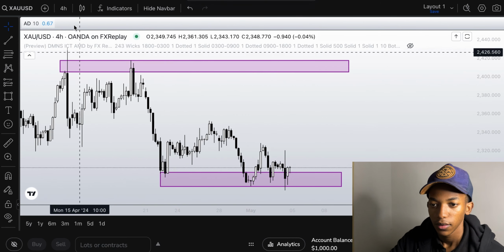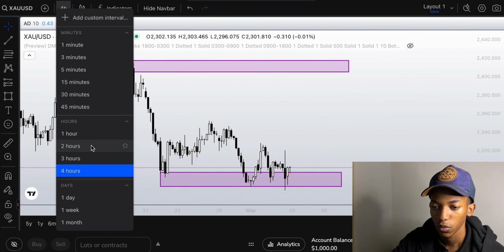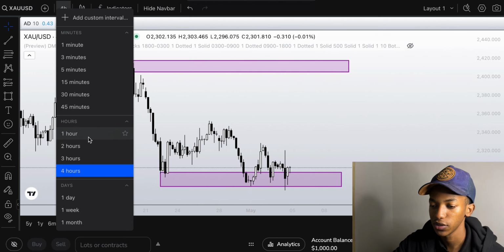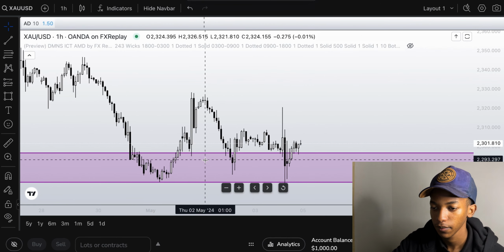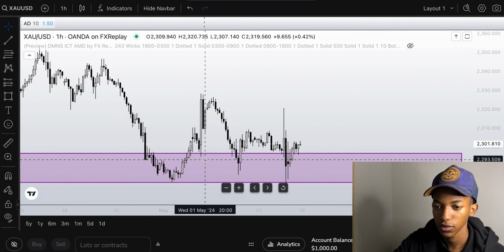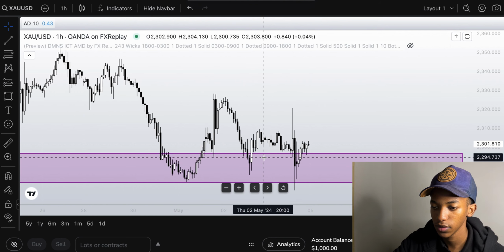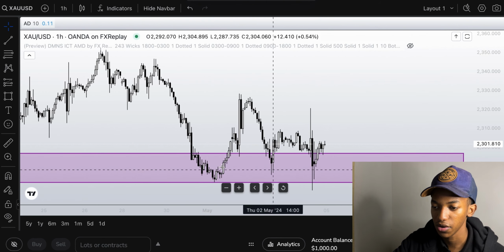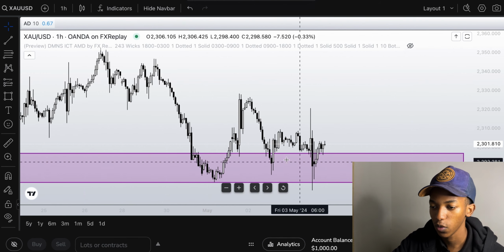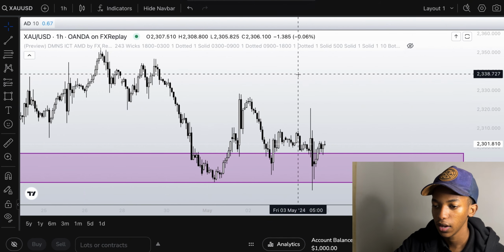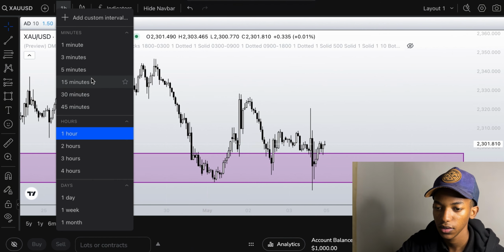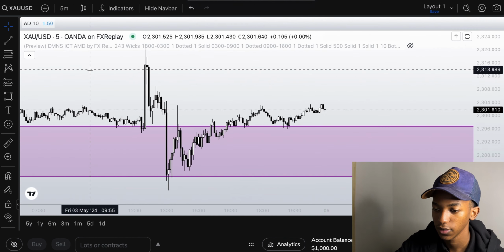So, okay, let's go to the 1 hour time frame. We're using top-down analysis. This is where you go from the bigger time frames to the smaller time frames in order to find entries. Price is bouncing on our support zone, which means price is rejecting this area, which means it wants to go to the upside. And now let's go to the 5-minute time frame to see what's really going on.